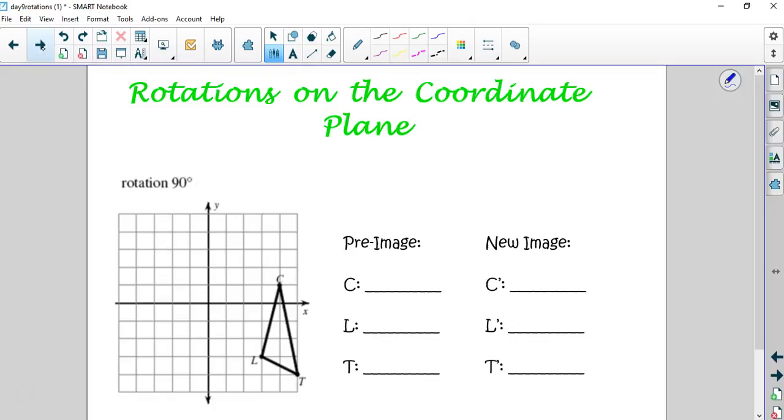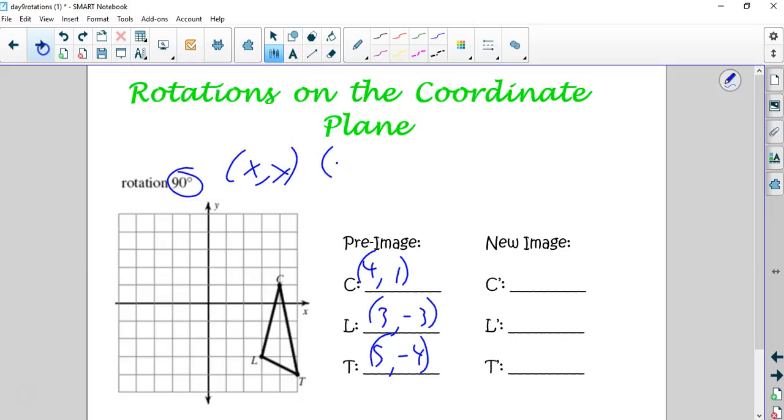Okay. C is at 1, 2, 3, 4, 1. L is at 3, -3. And T is at 5, -4. We're doing a rotation of 90, which means we go from x, y to the opposite of y, x. So first we look at our y's. 1 becomes -1. -3 becomes +3, -4 becomes +4. Then we just move our x's in order to y position.